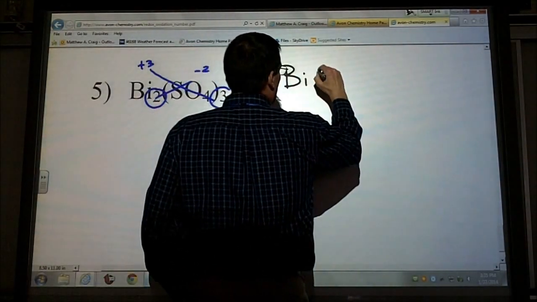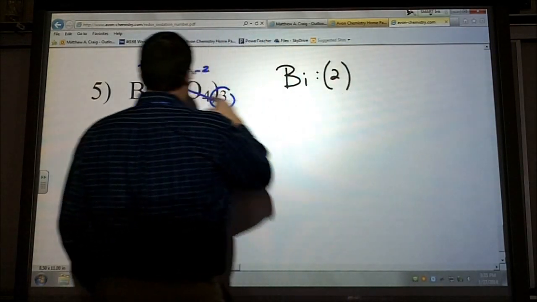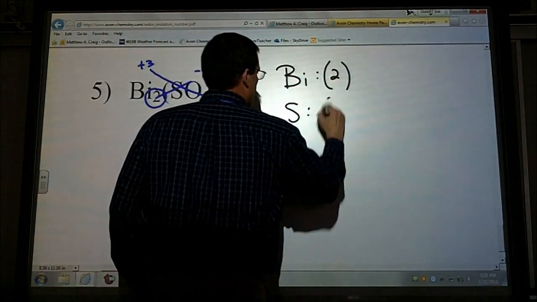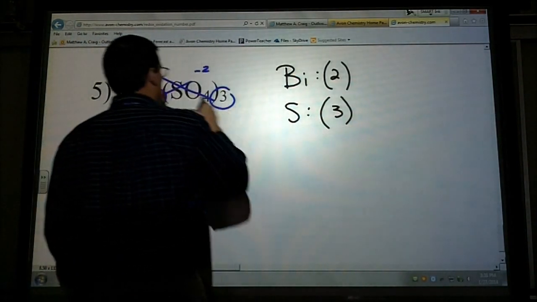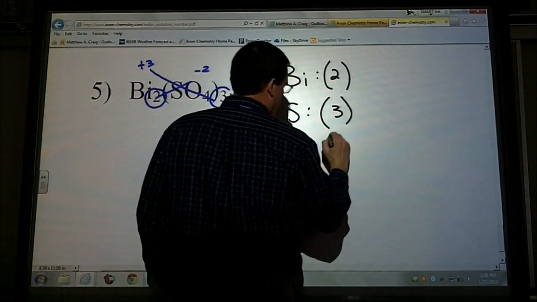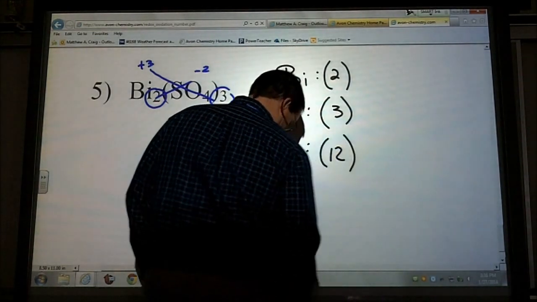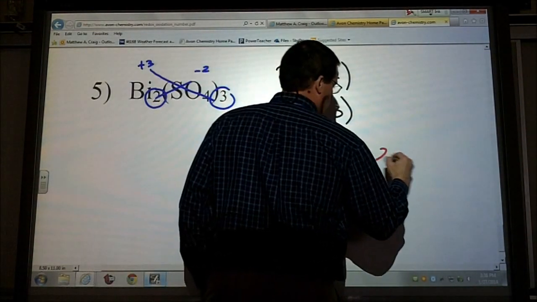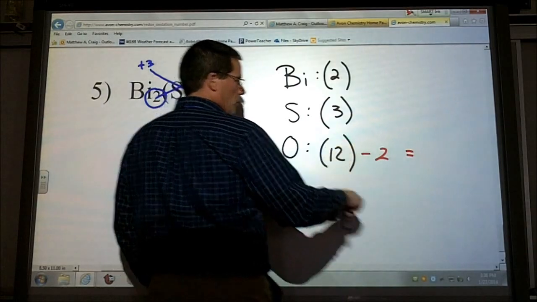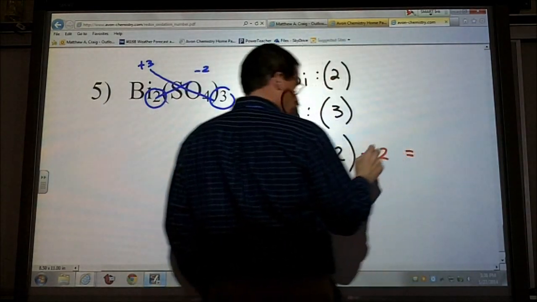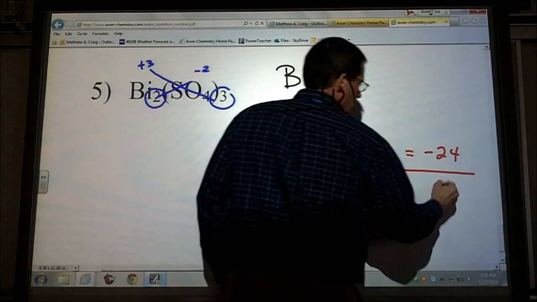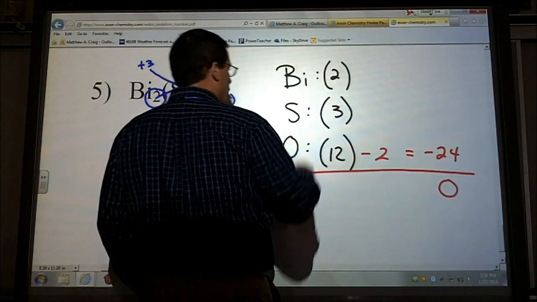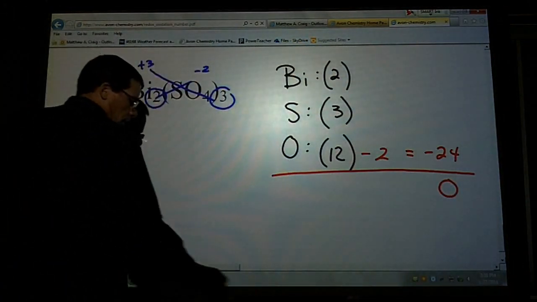We have 2 of those. We have our sulfur, and we have 3 of those. We have our oxygen, and we have 12 of those. So again, you know that each oxygen is -2, so -2 times 12 is -24. There's 0. The bismuth, again, here, let me clean this up.